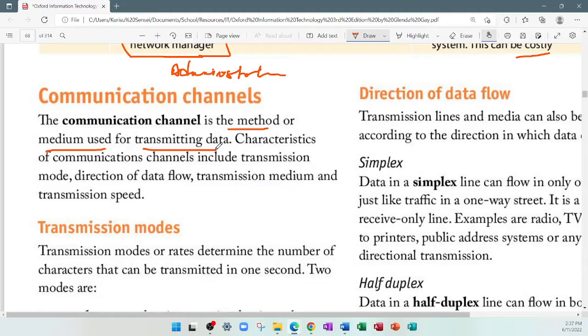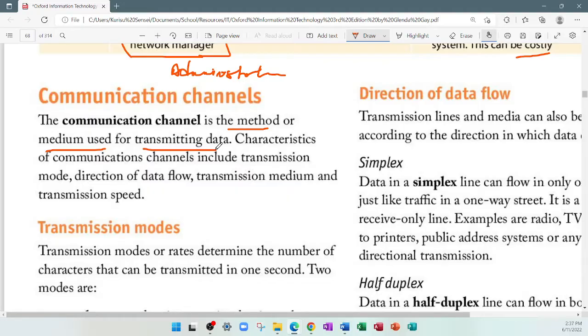So say for instance, you guys know of taking two cups, attaching a string to them, and being able to talk into one cup and you hear it through the other cup. What do you think would be the communication channel for that? You have two cups, a string is attached to the two cups, you talk in one cup, the other person hears it in the other cup. What do you think would be the communication channel?